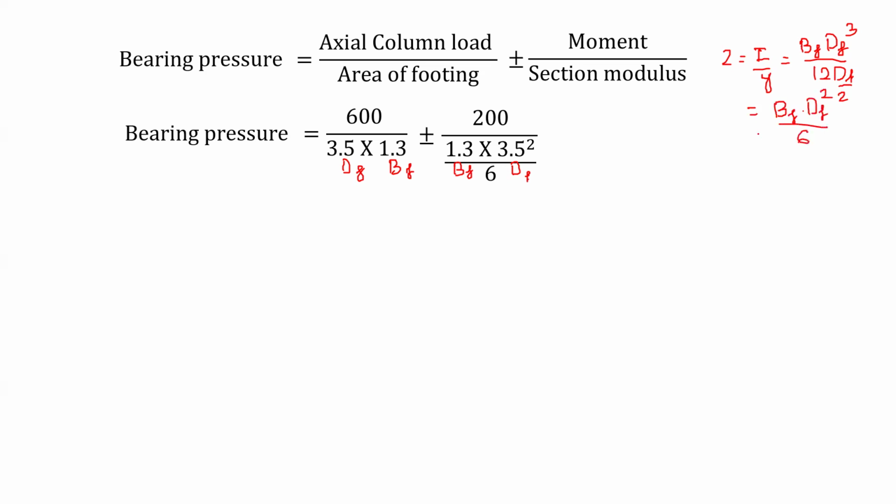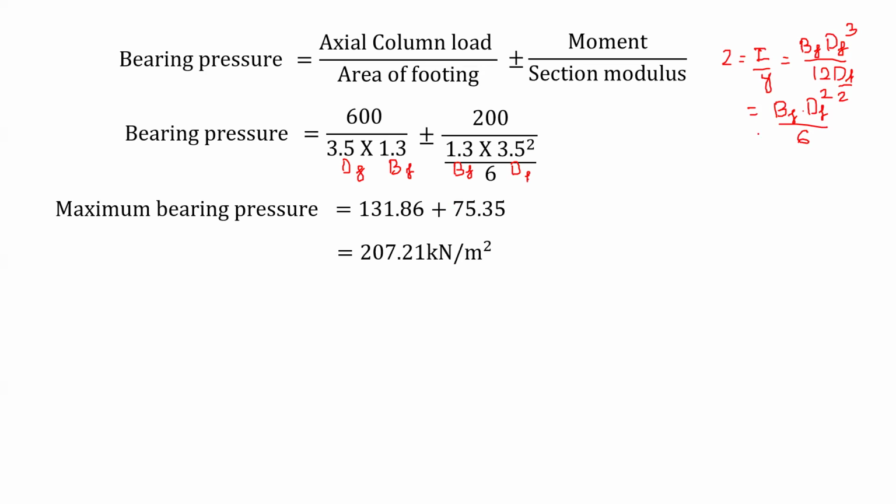And that value we are considering over here. From this we will get 600 upon 3.5 into 1.3, 131.86. And second, plus we have taken first, which I have mentioned, maximum bearing pressure, 207.21 kilonewton per meter square. Values please check once, less than 225.